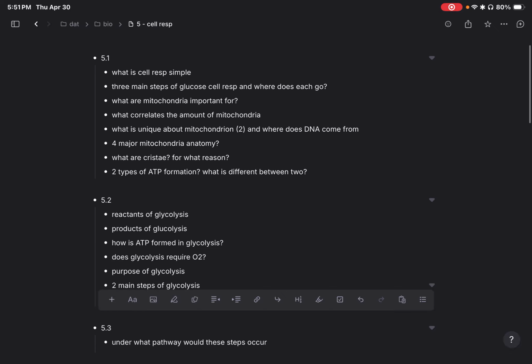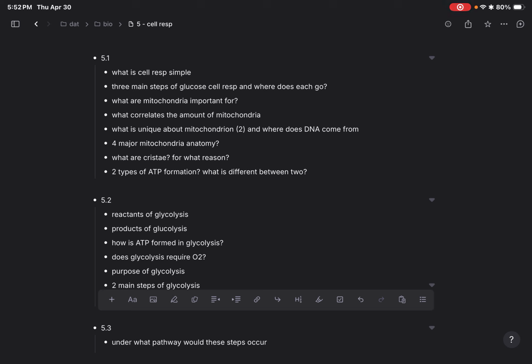What are the three main steps of glucose cell respiration, and where does each one happen? I'm not too sure. So the first step is glycolysis. Glycolysis occurs in the cytoplasm, and what does it do? It just makes pyruvate.